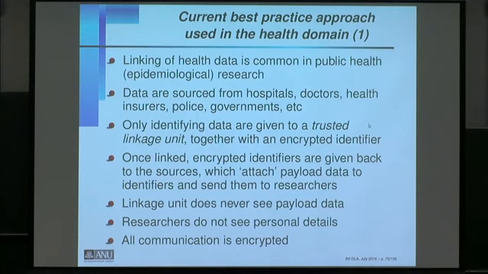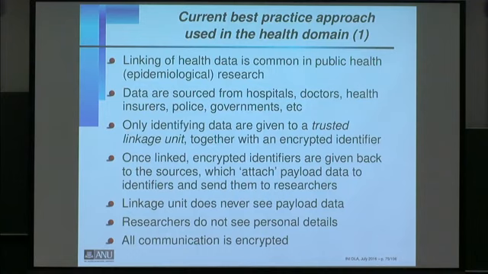So the current best practice approach is something which is being used, I think, worldwide now. It was originally developed, I think, in Australia in the health domain, that we basically separate the identifying information, so names and addresses, etc., which we need for the linkage, from the payload data, which is what the researcher needs later on. So we give the identifying data to a trusted linkage unit together with an encrypted identifier. So the linkage unit doesn't get any data about the education status of the person, the employment status, etc.